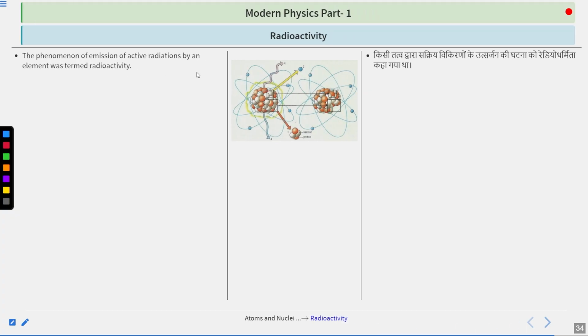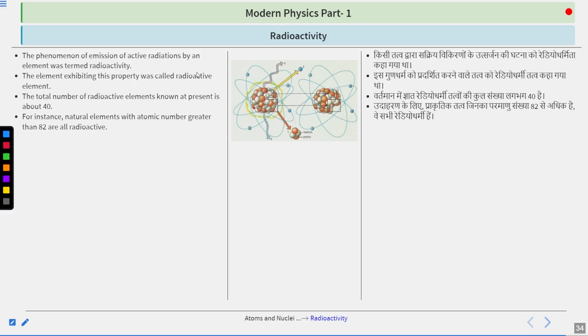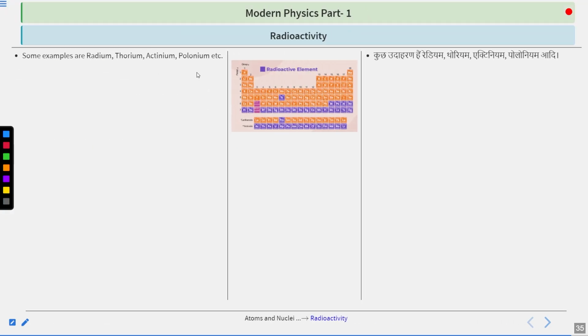This phenomenon of emission of active radiations by an element was termed radioactivity later on. The elements exhibiting this property were called radioactive elements. The total number of radioactive elements known at present is about 40. For instance, natural elements with atomic number greater than 82 are all radioactive elements. Their nuclei are thus unstable nuclei. Some examples are radium, thorium, actinium, polonium, etc.